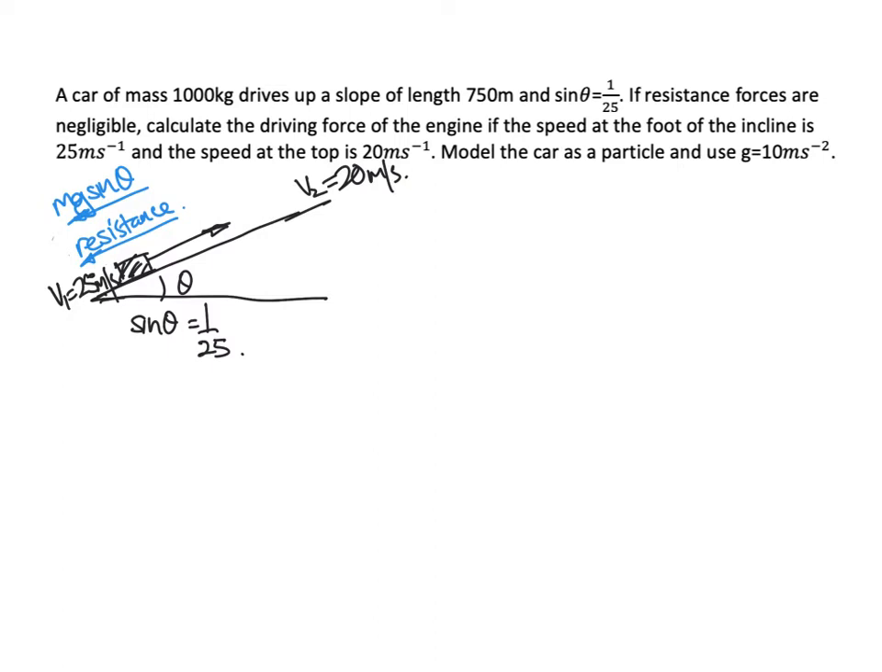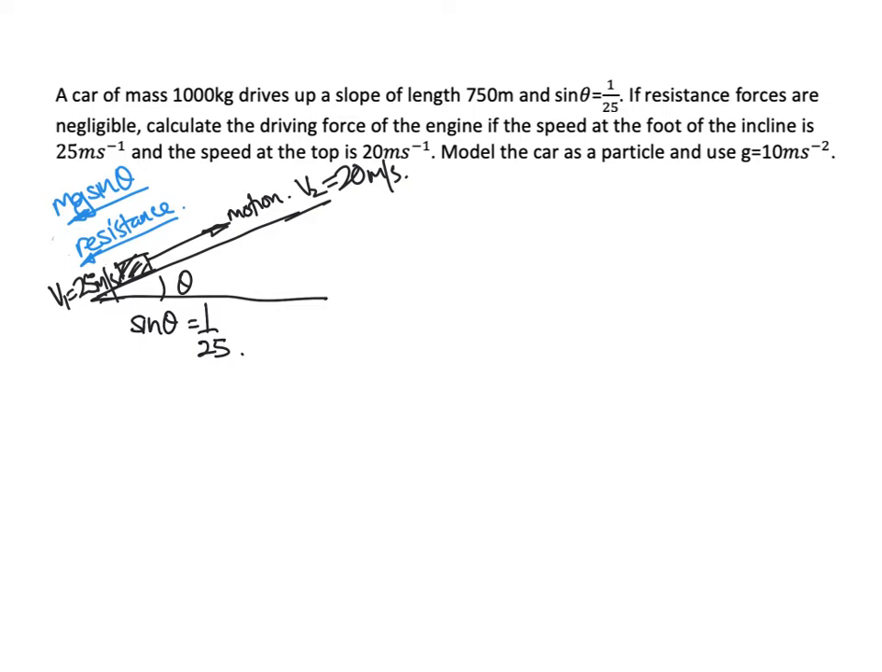Okay, I've drawn the diagram here. At the bottom the speed is 25 meters per second, and then at the top the speed is 20 meters per second. Sine theta is given as 1/25, and the motion is forward. So resistance will be acting opposite the motion, and since it's on an inclined plane, there is a force acting against the motion, which is mg sine theta. So we have to resolve that.